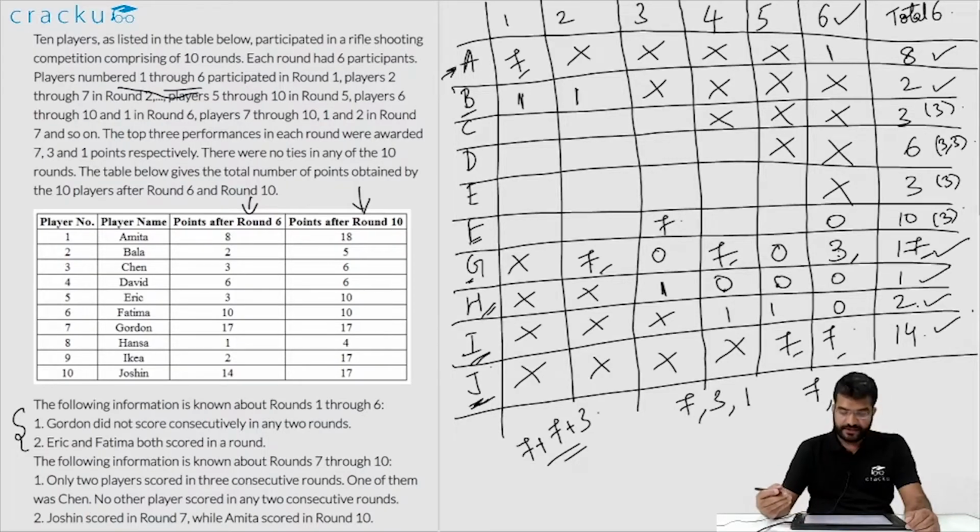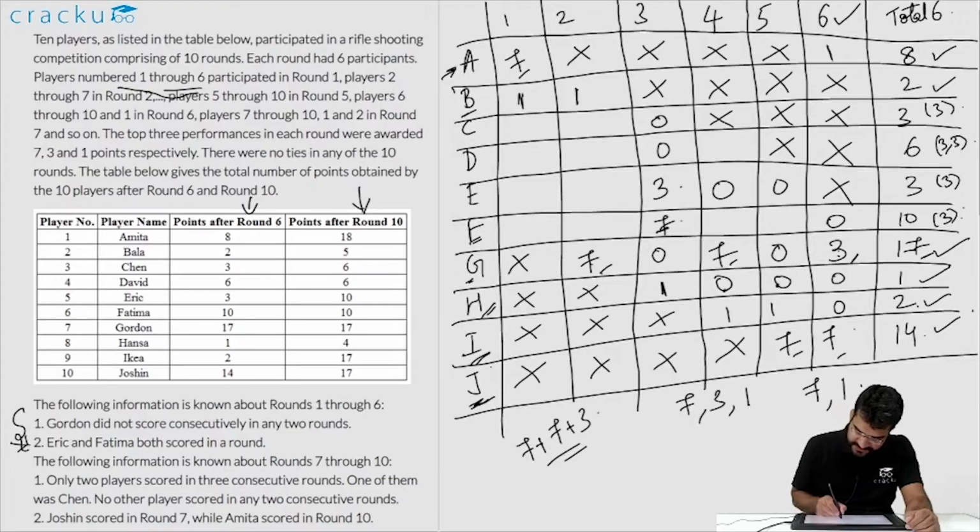Now there is another piece of information given, which says that Eric and Fatima both scored in a round. Eric has already scored a 7 in round 3. Fatima also has 1 3 left, and she has only 1 3. So that 3 has to come in round 3 because there is no other alternative left. The only other alternative is that Eric and Fatima both scored 3 in the same round, which is not possible. So it would imply that Eric has scored 3 in that round and Fatima has scored a 7. Let us fill up zeros in the remaining columns where we know people have not scored. So we have even finished Eric.